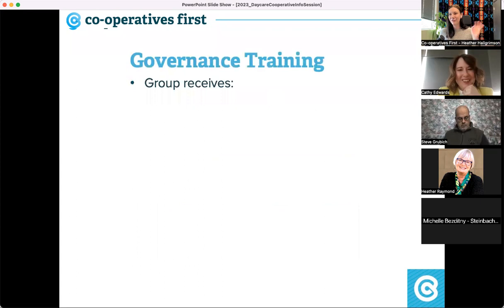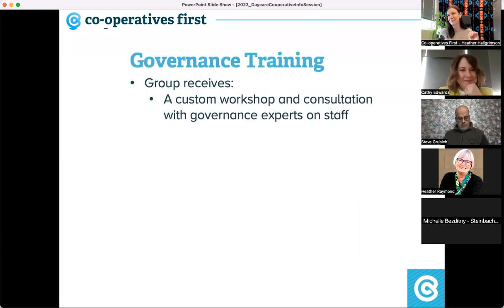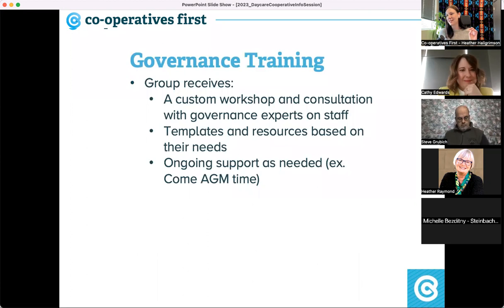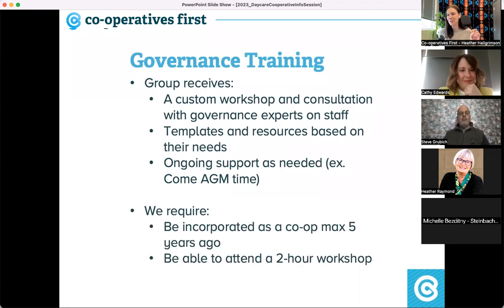Okay, the final thing that we do for any group who's starting a cooperative business is governance training. This is a customized workshop to get people off on the right foot in terms of their board capabilities, understanding what the role of directors is, and basic things like we'll review where you're at right now and ask, have you bought insurance, and do you have policies around this, and all that kind of stuff. So it's basically a consultation and a workshop for your governance. Again, it doesn't cost anything, and you can take advantage of this up to 5 years after you incorporated.